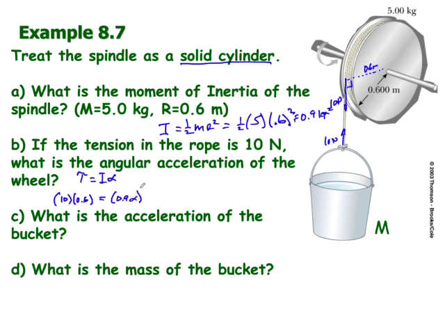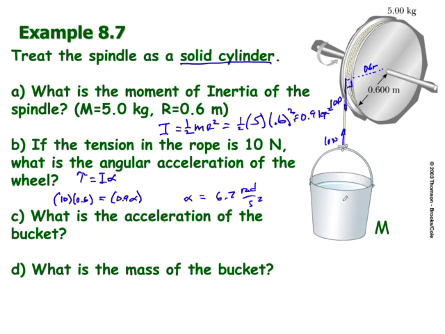So quickly solving that, we get 6 divided by 0.9, and we get that alpha in this case is equal to about 6.7 radians per second squared.